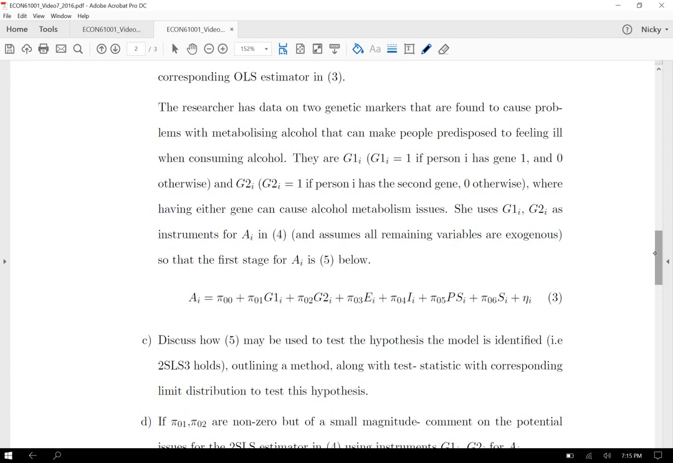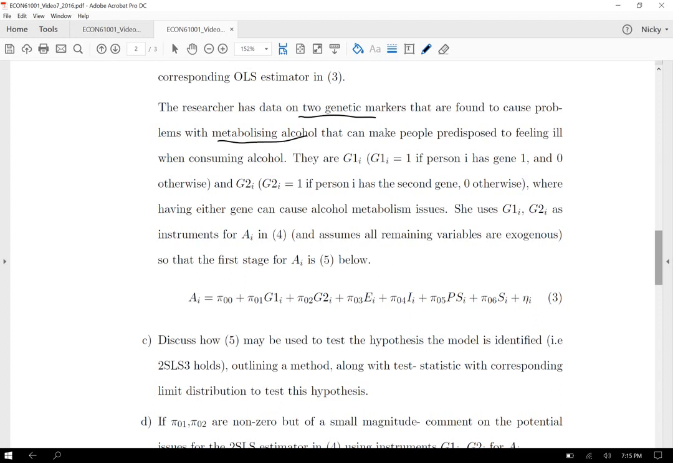Okay, so normally we try and find something which is kind of random or not in the person's control. And one quite clever way of doing this is, the researcher may have data on genetic markers. There are some genetic markers which are found to cause problems metabolizing alcohol, such that it can make people feel ill. So you could argue that a parent with this gene would then be likely less able to drink. It would change their level of drinking. And you could argue that people's genes are just completely random.